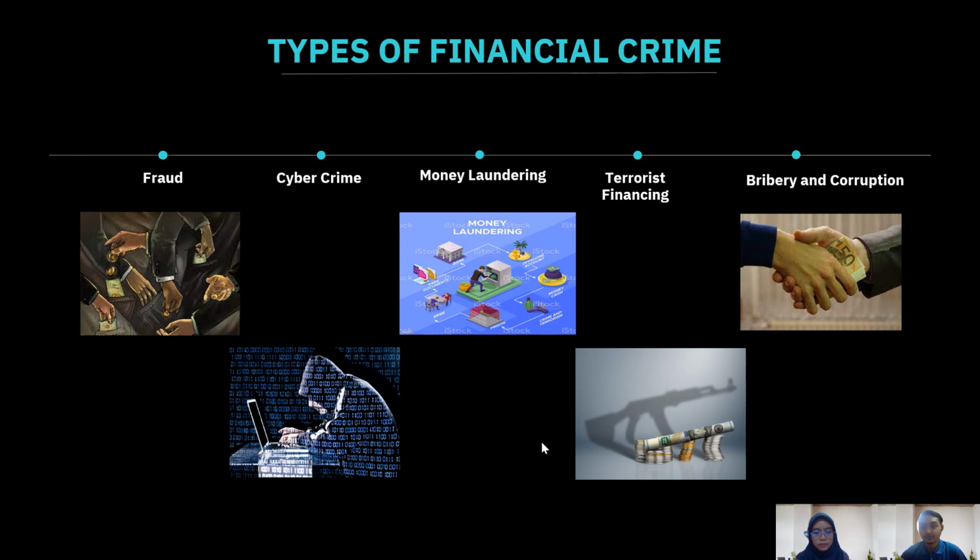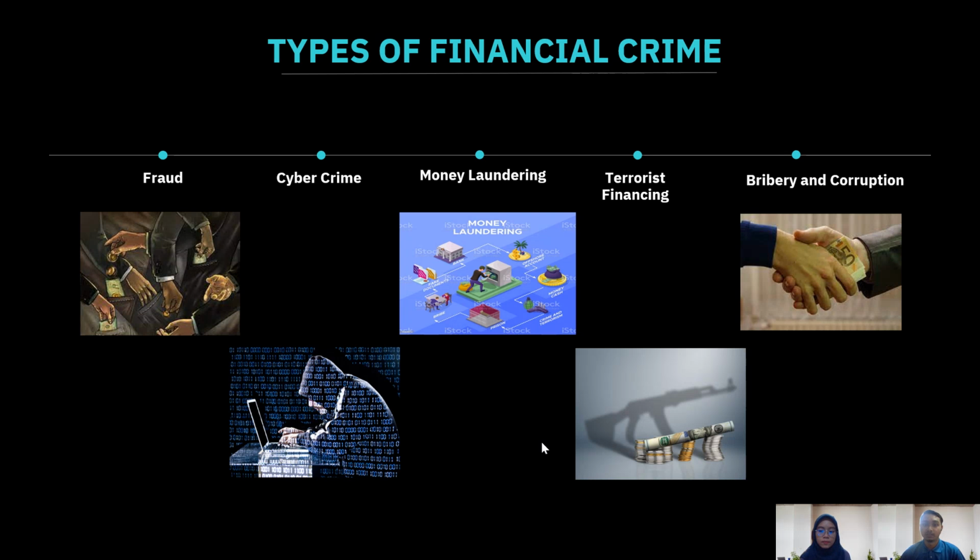So there are 5 types that I will touch and I will share with you guys. It is fraud, cybercrime, money laundering, terrorist financing, bribery, and corruption. So fraud, as everyone knows, we learned from earlier semester. But what exactly is fraud? Fraud is an intentionally deceptive action designed to provide the perpetrator with an unlawful gain or to deny a right to a victim.